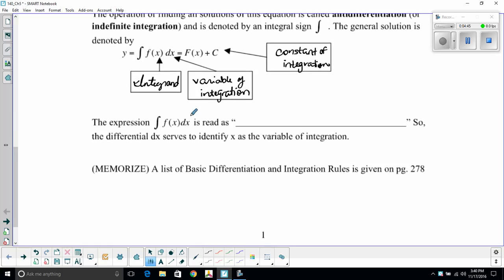The expression is read as the antiderivative of f with respect to x. So the differential dx serves to identify x as the variable of integration.